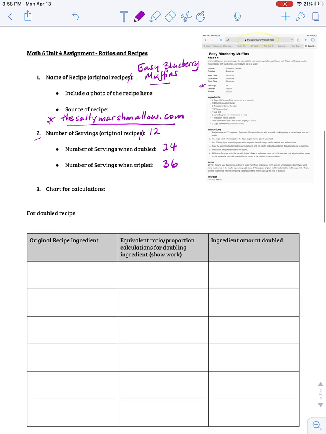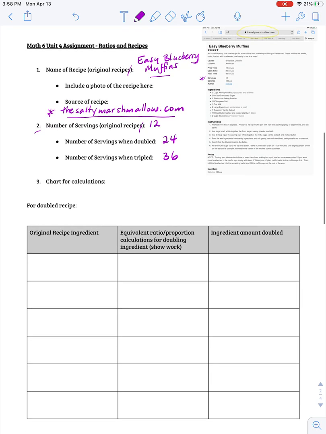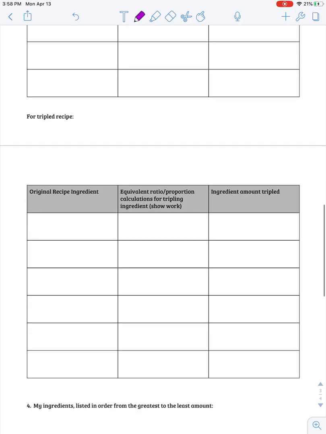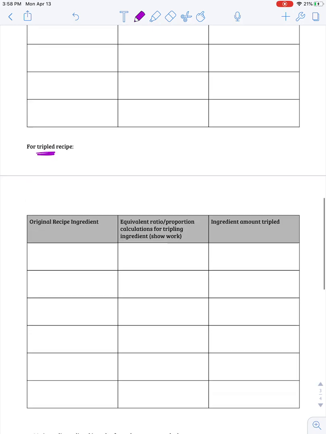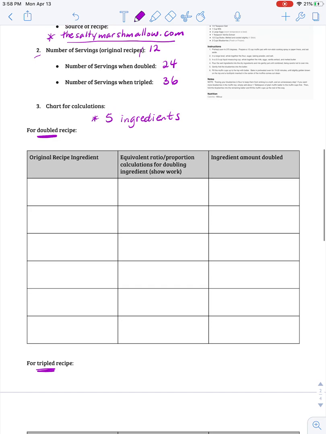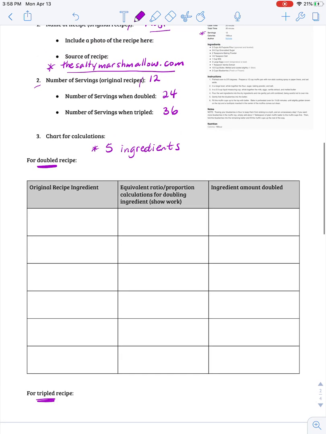Now I'll walk you through maybe two or three of the calculations I have here, especially the ones involving fractions. Now, for the doubled recipe, for example, keep in mind, you only have to do 5 ingredients. Okay. Note that there's a chart for the recipe when you double it, and note there's also a chart for the recipe when you triple it, just so that things are a bit more organized here.